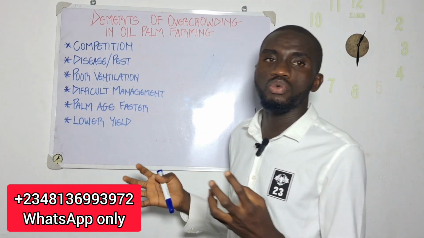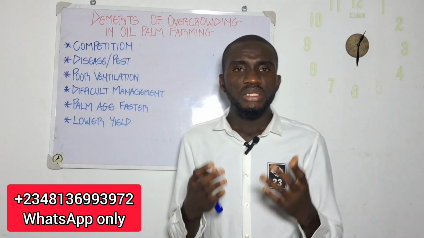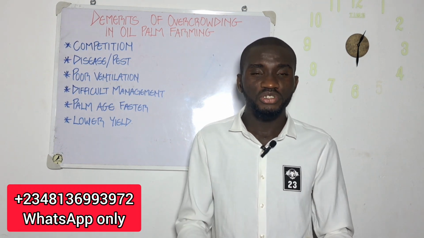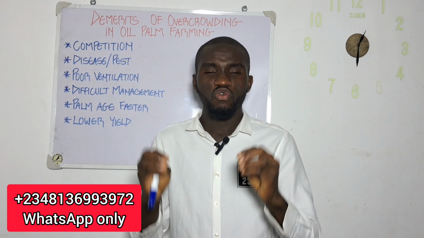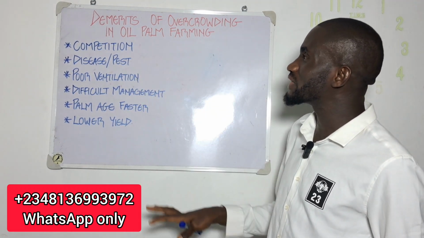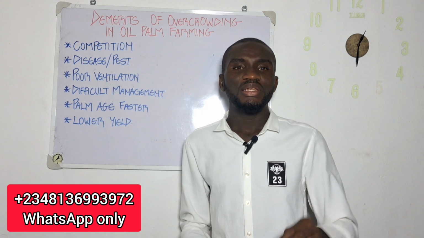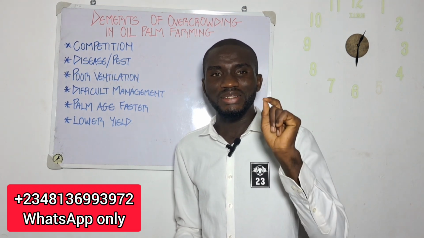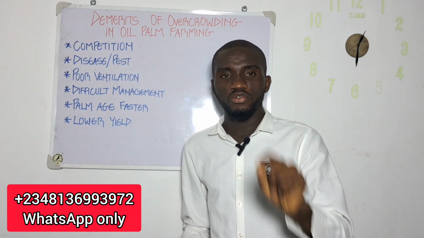Now, so many people end up saying, okay, instead of just 60 on an acre, I want to put 100, and they end up overcrowding their farmland. On today's episode, we are going to be looking at the disadvantages, the bad side of overcrowding your oil palm plantation, and the result you'll get if you do that.